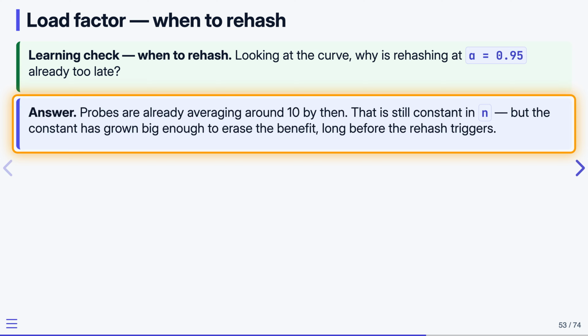Here is the answer. By alpha equals 0.95, probes are already averaging around 10. That is still constant in n, technically. But the constant has grown big enough to erase the benefit, long before the rehash even triggers.